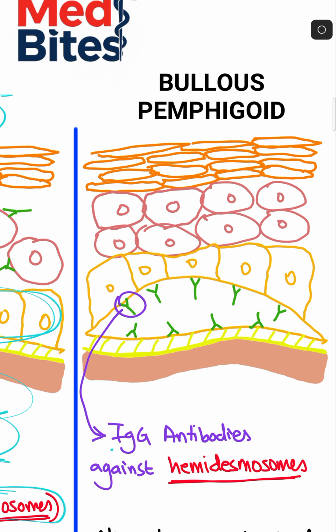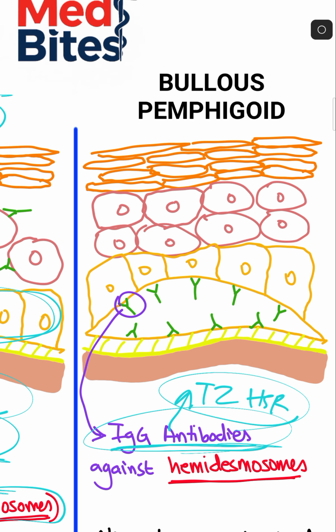Here, we also have IgG antibodies, which means it's a type 2 hypersensitivity reaction. See how important it is? It constantly comes up. Against hemidesmosomes. Hemidesmosomes are in the basement membrane. Here, you have the basement membrane. So the entire epidermis now lifts off the dermis, right?